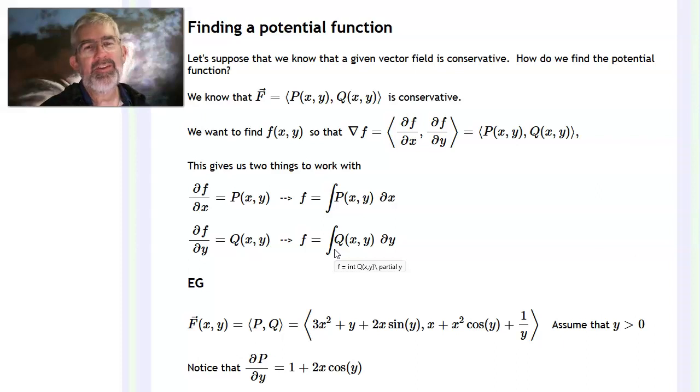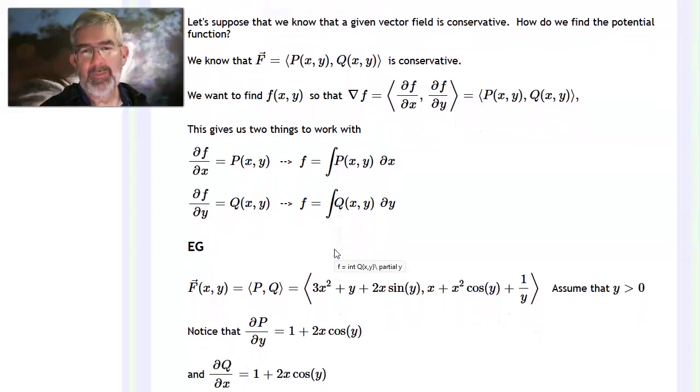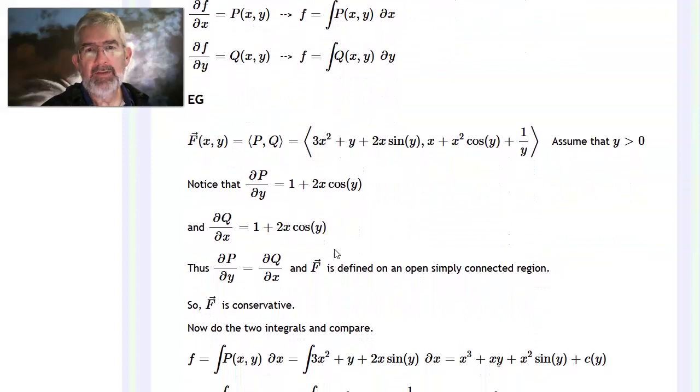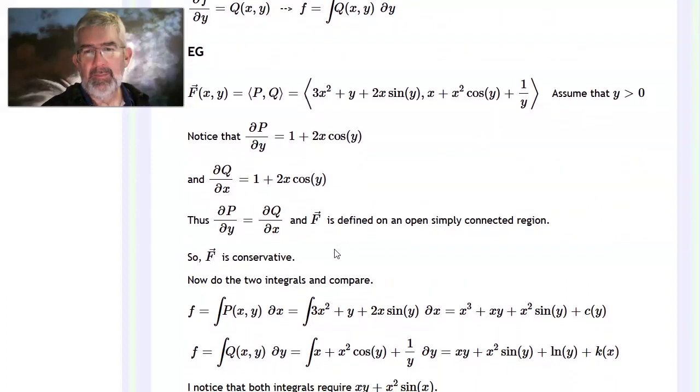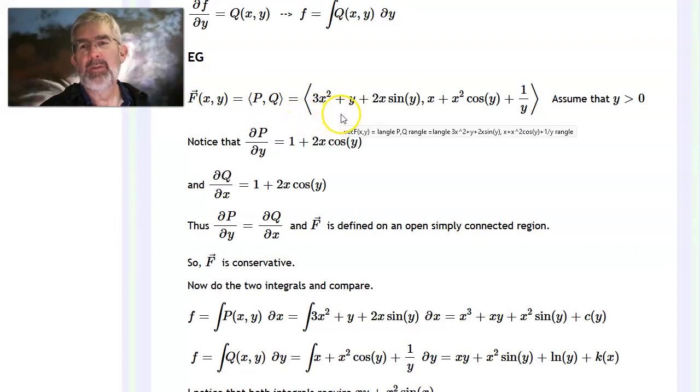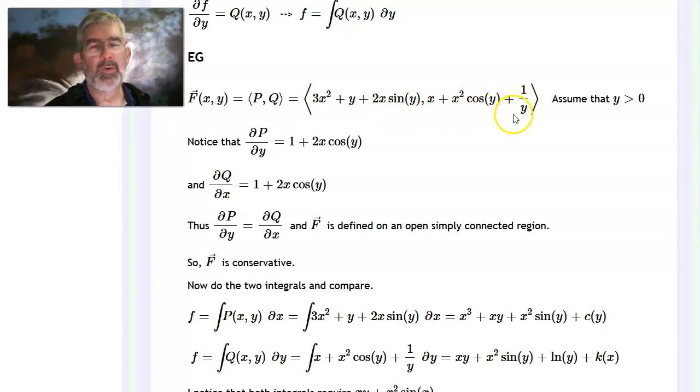Okay, so let's do an example. Let's see what I mean by that. I've got an example here. F of x, y is P comma Q, where P is 3x squared plus y plus 2x sine y, and Q is x plus x squared cos y plus 1 over y.